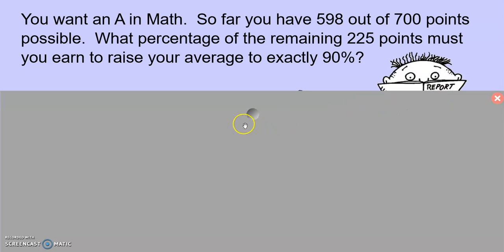So here we've got a problem. Let's say you want an A in math. And let's say so far you have earned a total of 598 of the 700 points that have been possible. So the question is, what percentage of the remaining 225 points must you earn to raise your average to exactly a 90% to get that A?